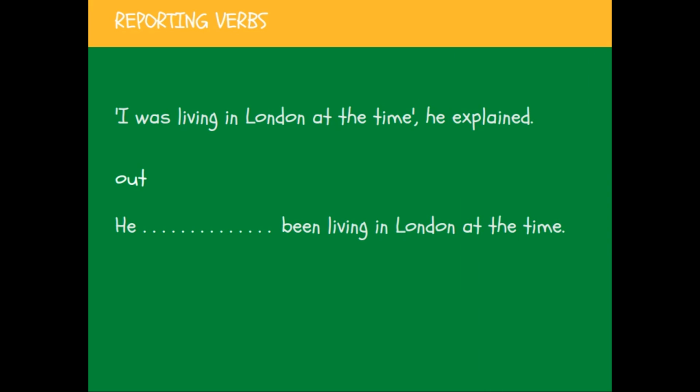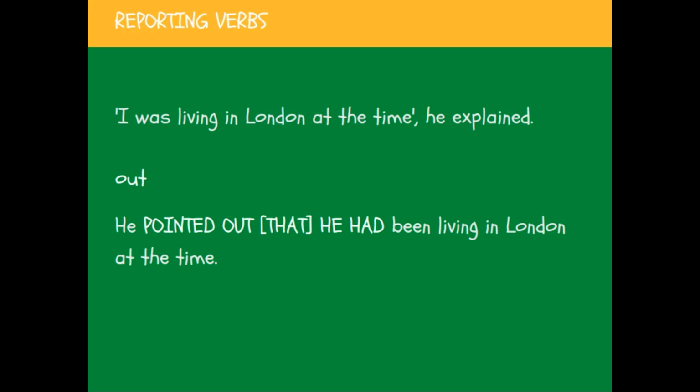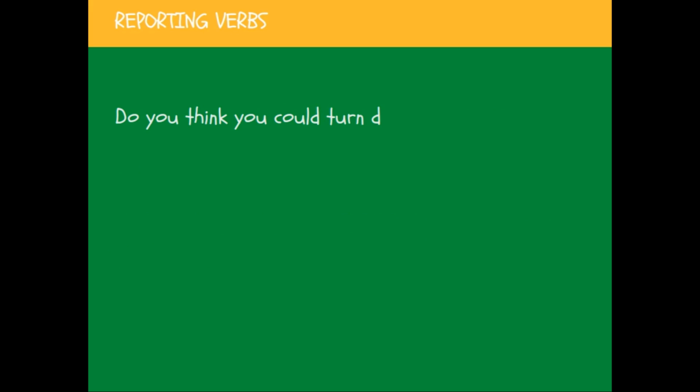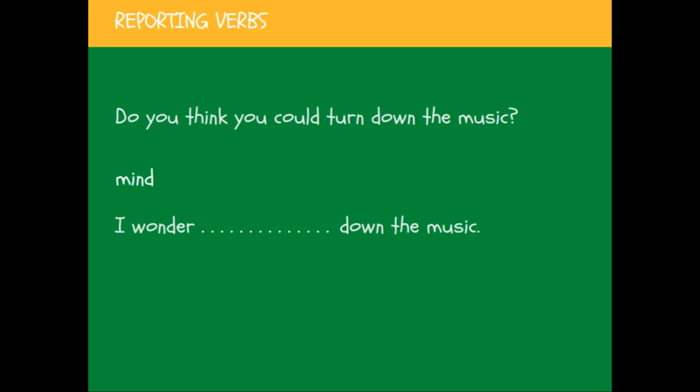I was living in London at the time, he explained. This is a statement, and we can report it using the verb point out. He pointed out that he had been living in London at the time. Do you think you could turn down the music? The verb wonder introduces an indirect question. I wonder if you would mind turning down the music.